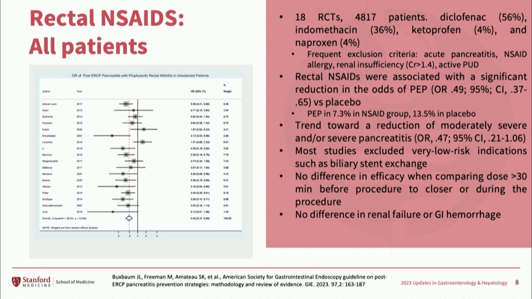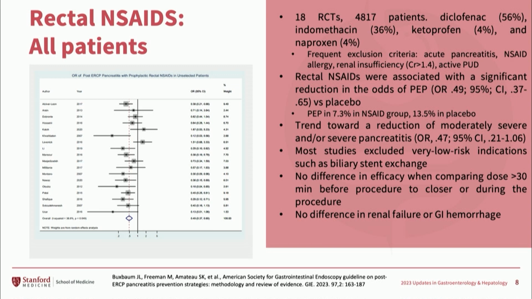So for all patients, so these are unselected patients, in their systematic review meta-analysis, there were 18 trials included of about 4,800 patients. The NSAIDs studied in these randomized controlled trials include diclofenac, indomethacin, among others. A couple of exclusion criteria to note, as you would expect for NSAIDs: renal insufficiency, NSAID allergy, active peptic ulcer disease, and in most trials, ongoing acute pancreatitis.